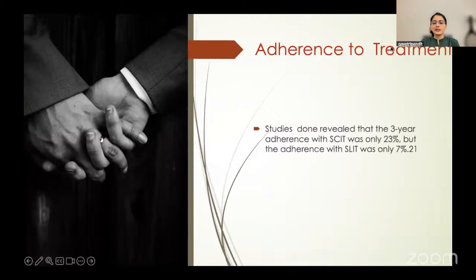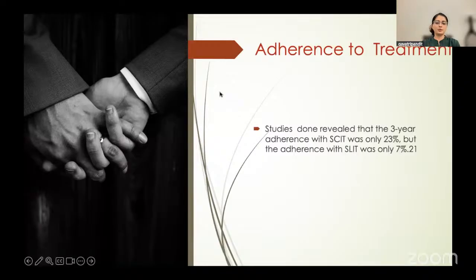The studies again have revealed that the 3-year adherence with SCIT was found to be 23%, but the adherence with SLIT was found to be only 7%. Now, in any chronic disease, adherence is a big problem. Forget about chronic disease. Even in a 5-day course of an antibiotic, most of us don't finish it. So definitely it is a challenge for us to keep our patients on sublingual or subcutaneous immunotherapy for 3 years' time.